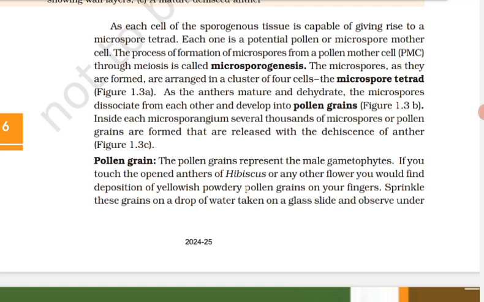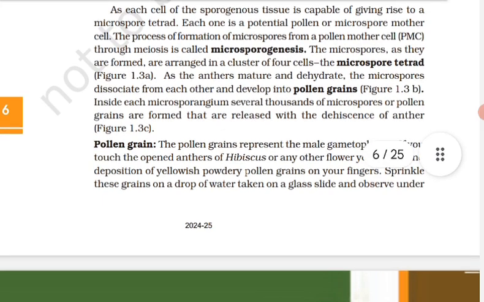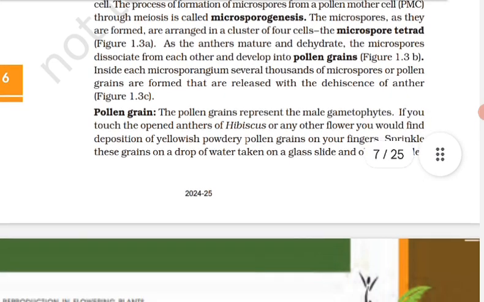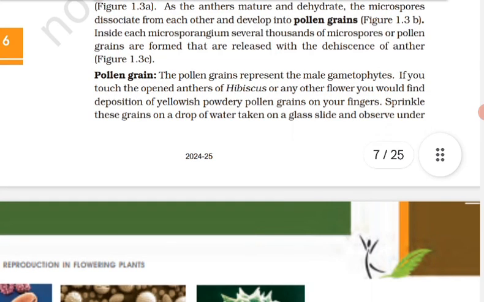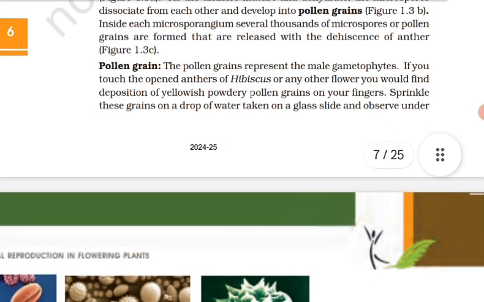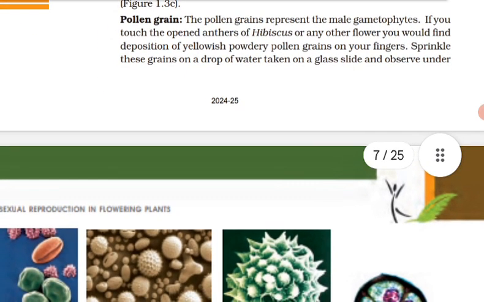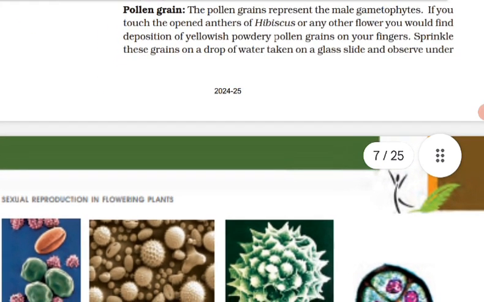What would be the ploidy of the cells of the tetrad? Answer me. That is haploid. Tetrad जो होते हैं वो haploid होते हैं. This is because tetrads are formed through meiosis, which produces cells with half the ploidy of the original cell. ठीक है? Understood?